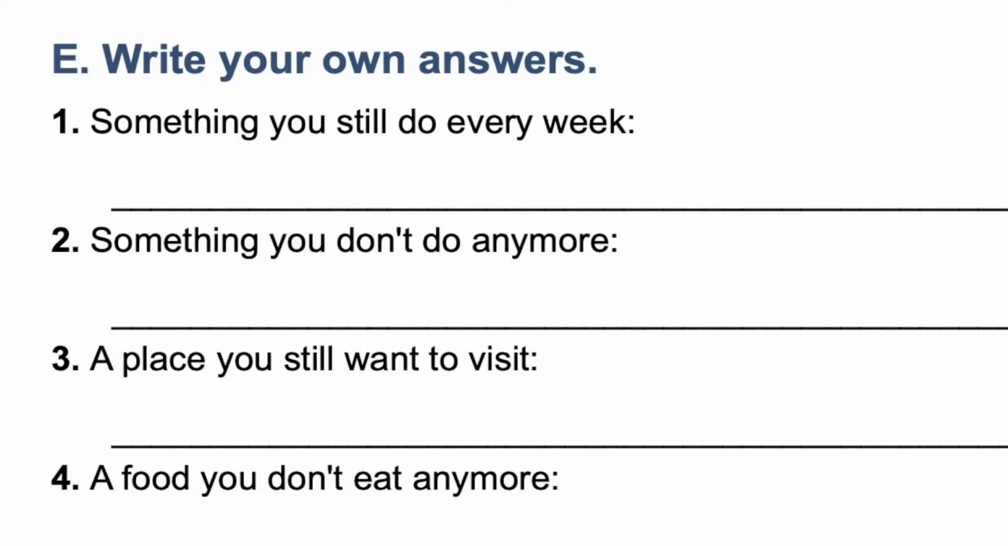So let's see your answers. Number 1, something you still do every week. Something you started in the past and you still are continuing to do. 2, something you don't do anymore. So something you used to do, but not now. And then 3, a place you still want to visit. So maybe you haven't been there, but you want to. And then a food you don't eat anymore. So you had it once, you had it before, but you don't want to eat it anymore.